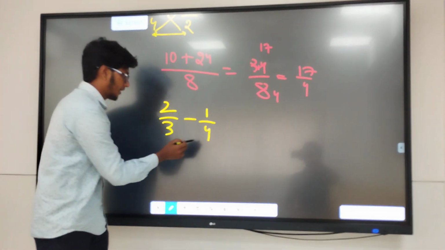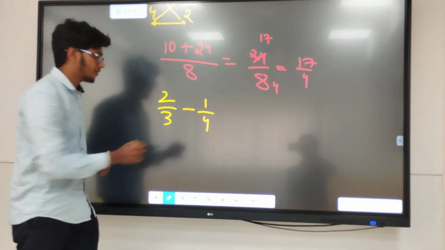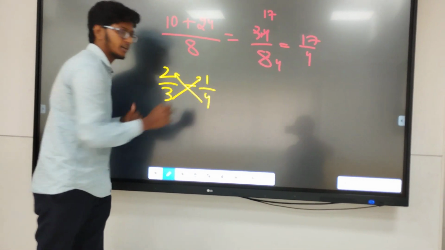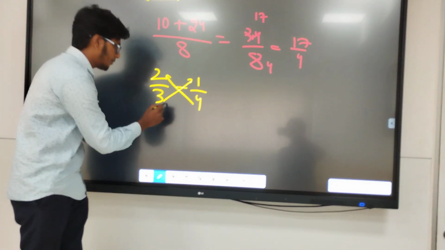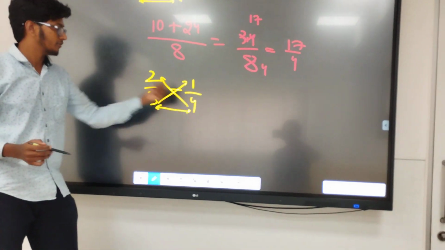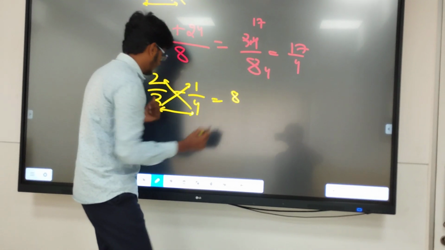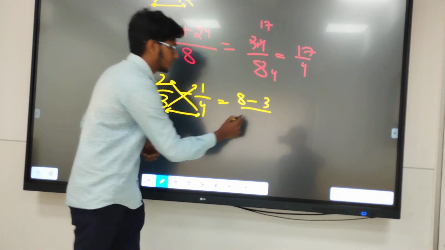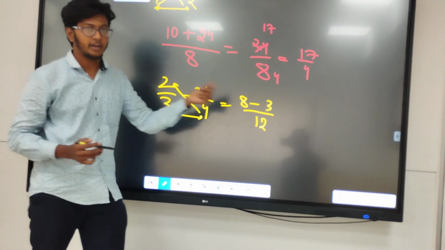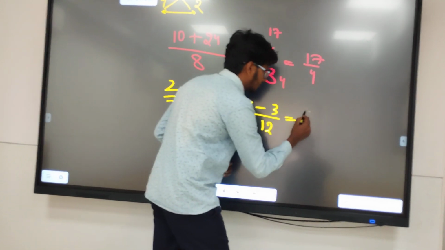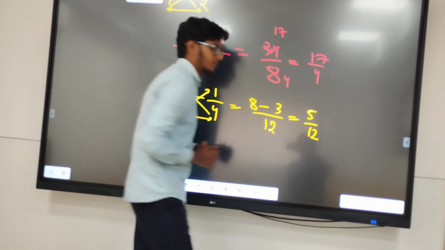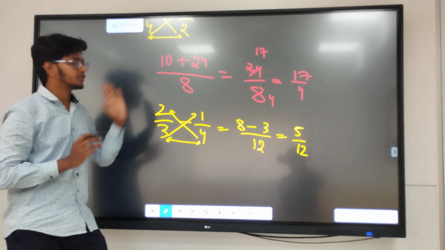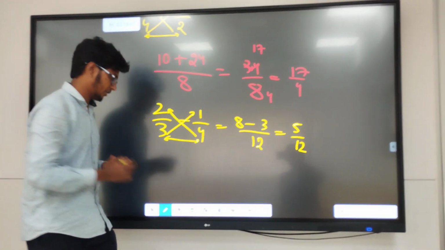Here, cross multiply. Multiply the denominator of the second number with the numerator of the first number. Multiply the denominator of the first number with the numerator of the second number. Multiply the denominators. 4 2s are 8. 3 1s are 3. By 3 2s are 6. Subtract 8 minus 3, it's 5 by 6. So that is how we add or subtract the given rational numbers using the butterfly method or cross multiplication method.